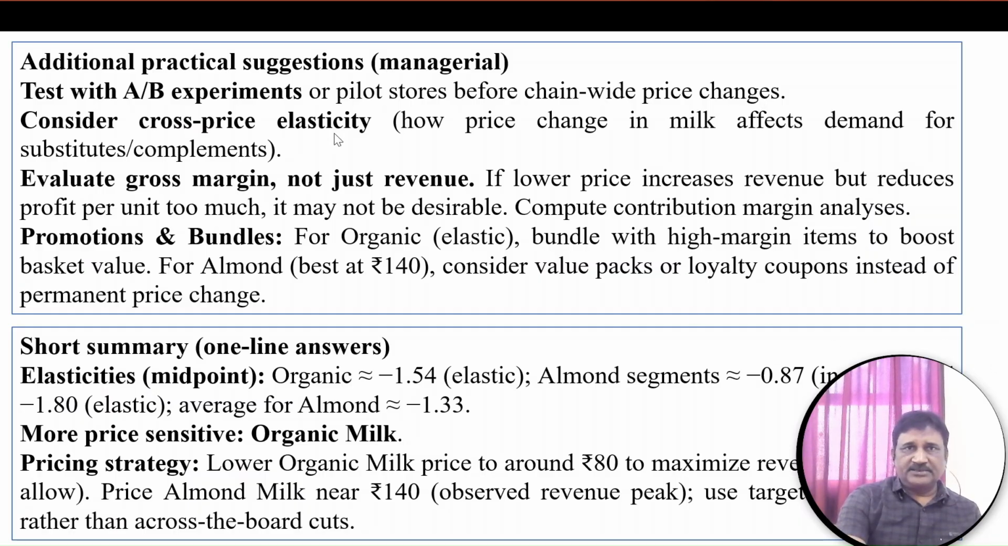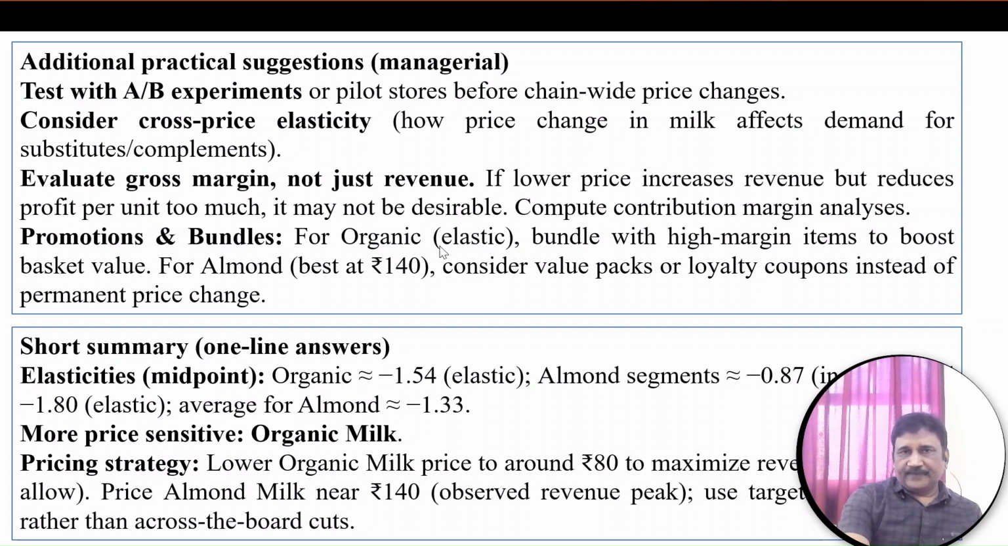Consider cross price elasticity, how price changes in milk affect the demand for substitutes or complements, right? By changing the price of organic milk or almond milk, how does it affect the demand of another milk, right? Evaluate gross margin, not just revenue. If lower price increases revenue but reduces profit per unit too much, it may not be desirable. Compute contribution margin analysis.